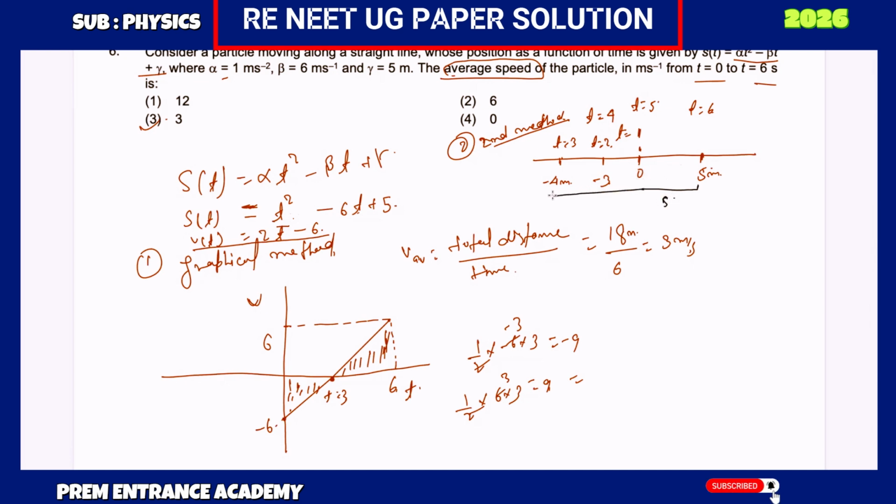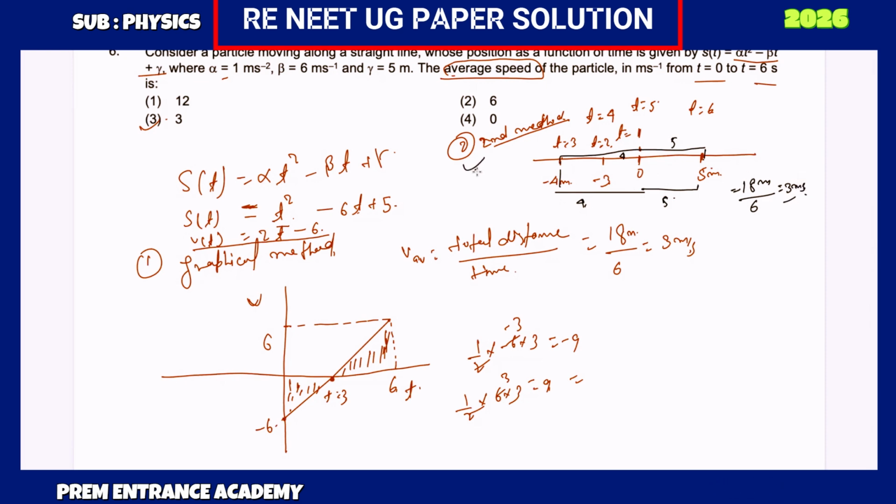Again, it goes to −4 meter. So 4 distance is this one. Again, the particle is returning from this position to the origin. So 4 meter is this one. And then at 6 seconds, the particle is at 5. So the total distance traveled by the particle is 5 + 4 = 9, plus 4, plus 5, which is 18 meter. 18 meter by 6, so the average speed will be 3 meter per second.